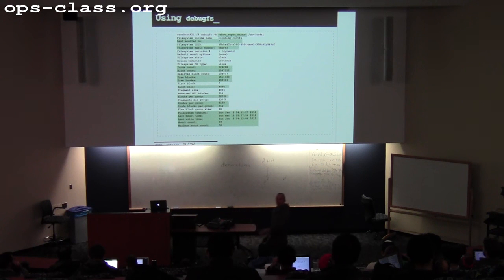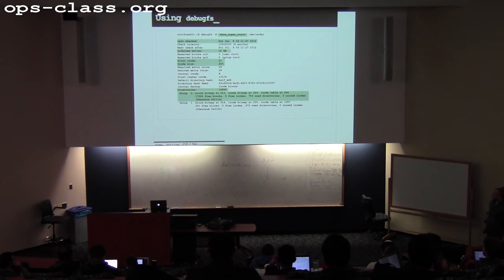Also in the super block are going to be the locations of the inodes on disk, because ext4 actually stores them in a couple of different places. I'll show you that in a sec. Here we go. More information. So I'm going to show you it right now.